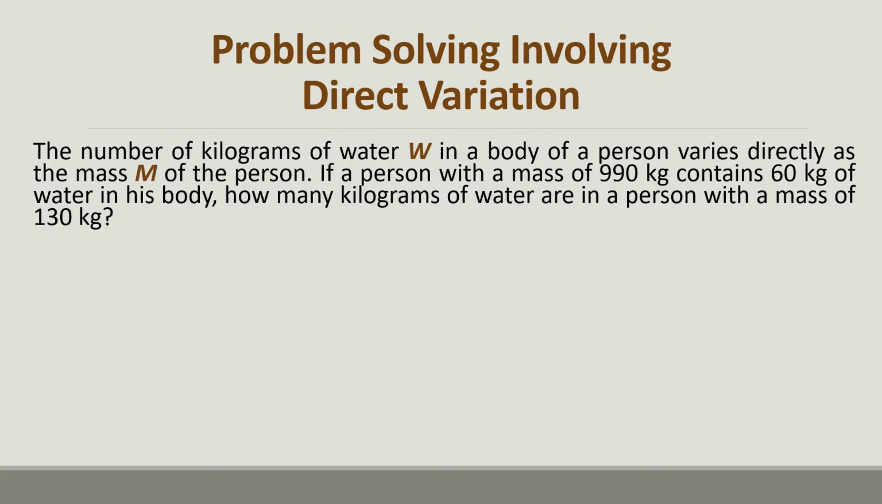Here's another problem involving direct variation. The number of kilograms of water W in the body of a person varies directly as the mass m of the person. If a person with a mass of 990 kilograms contains 60 kilograms of water in his body, how many kilograms of water are in a person with a mass of 130 kilograms?